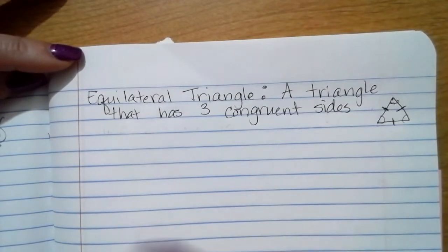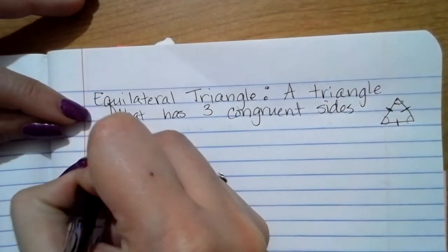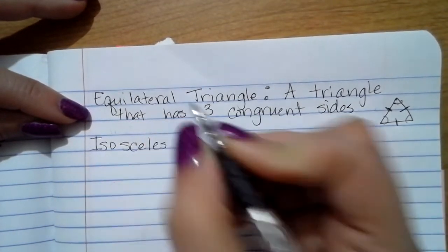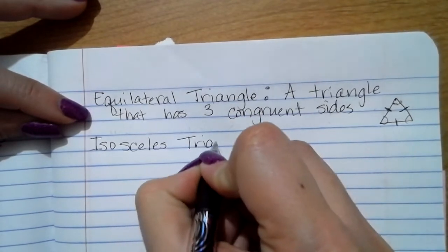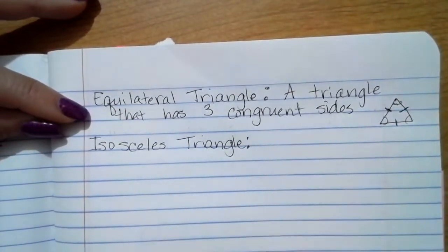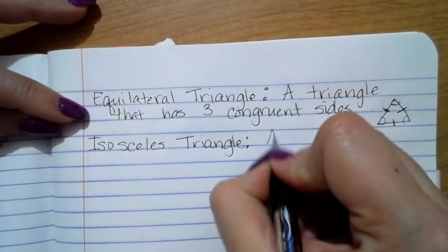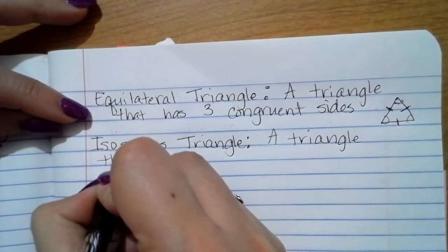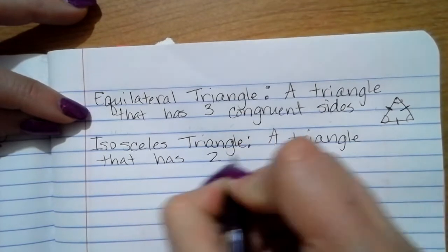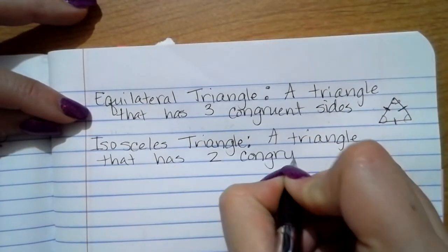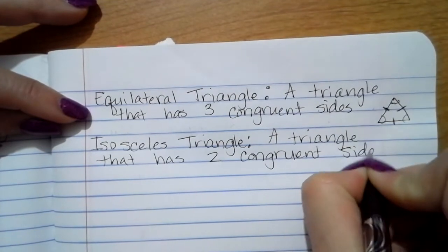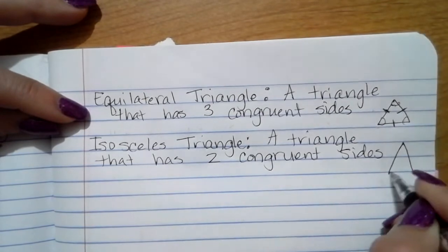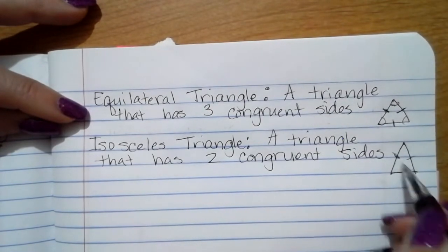Okay? So equilateral. The next one I want you to write is an isosceles triangle. So that's I-S-O, isosceles triangle. An isosceles triangle has two congruent sides. A triangle that has two congruent sides. So two sides are the same length. So that's going to look possibly something like this. So these two would be the same, okay?